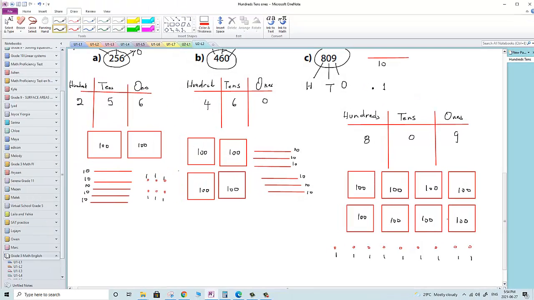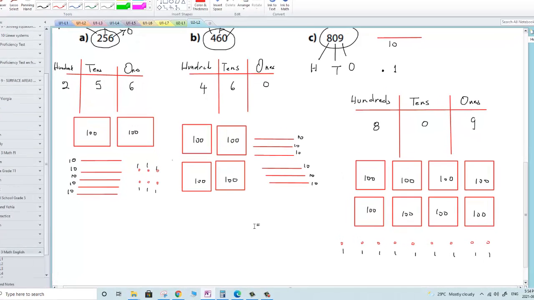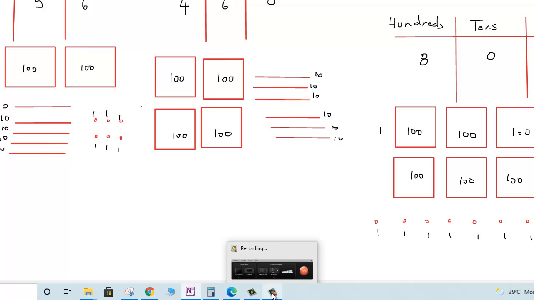So I hope you understood how I can model any number like this, 256, 460, 809, using the square for the 100, the dot for the ones, and the stick for the tens. I hope you understood the lesson, and let's practice with some examples. Thank you for listening.